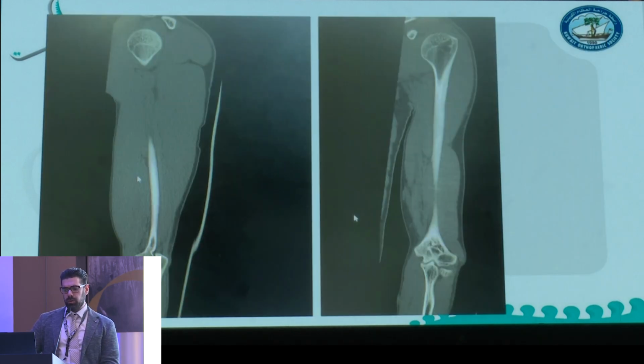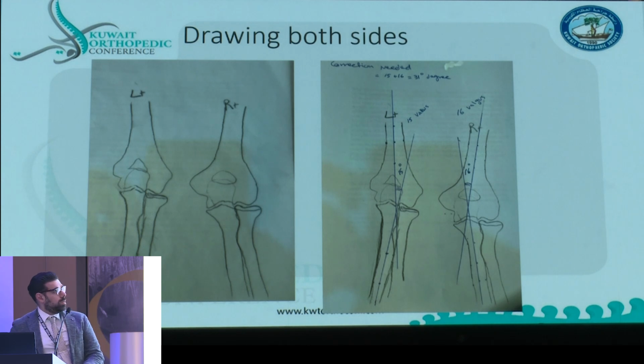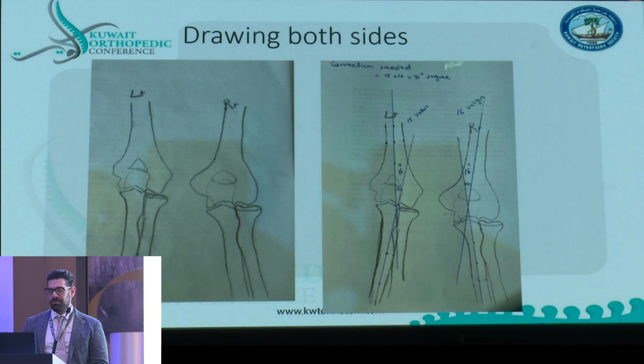A CT scan, just to make sure there is no other lesions or deformity. Then we start the planning. So the planning, we don't have sophisticated software in our hospital. We do it the old fashioned way, okay? Unfortunately in Kuwait, we don't have financial resources. Dr. Awad maybe will get us nice software.